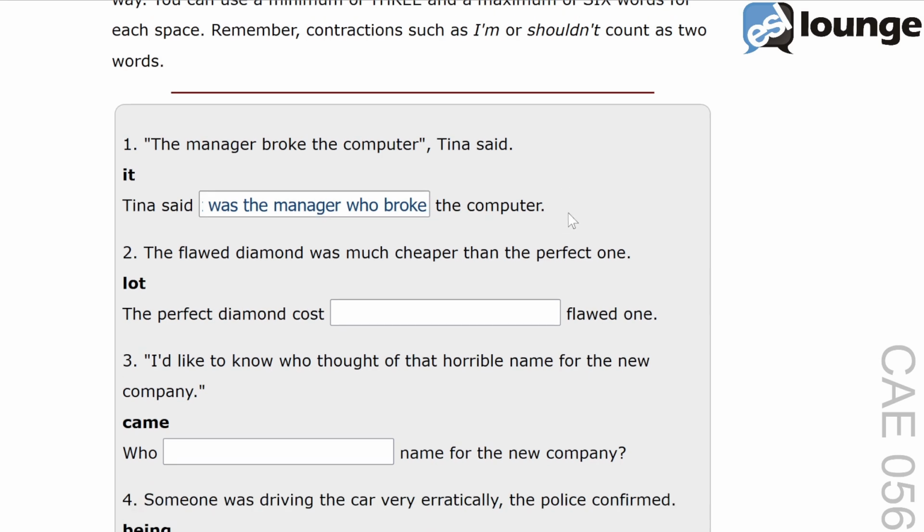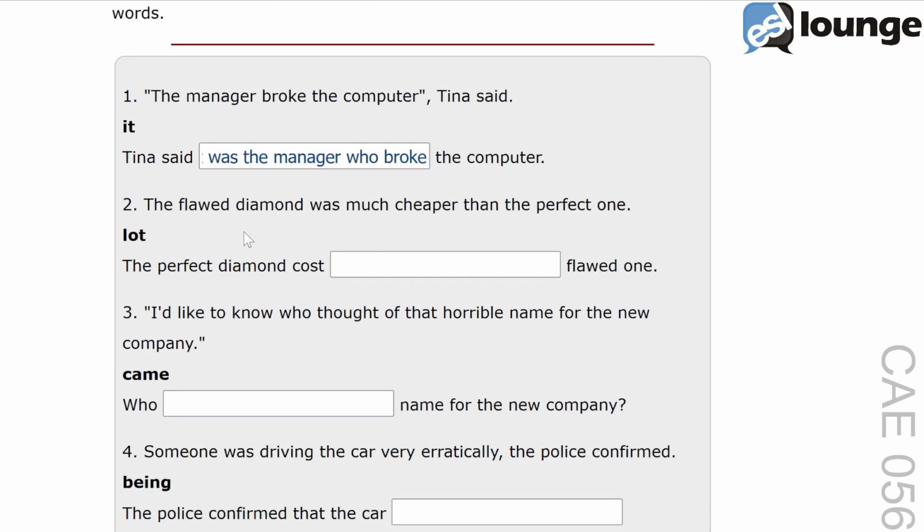Moving on to number 2. The original sentence is, "The flawed diamond was much cheaper than the perfect one." The keyword is "lot", and the second sentence is, "The perfect diamond cost blank flawed one." The correct answer is, "The perfect diamond cost a lot more than the flawed one."